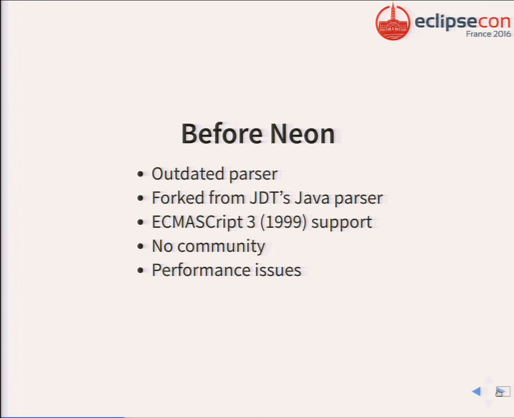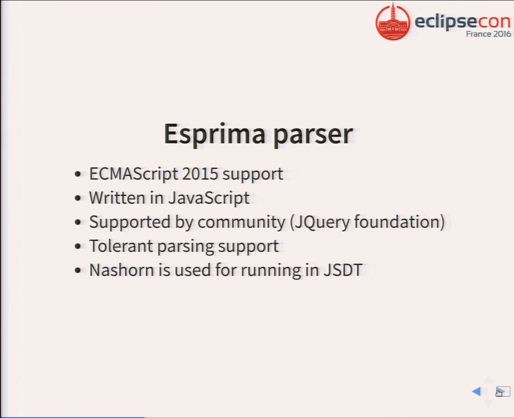It's worth mentioning that before Neon, the situation was a bit different, because there was an outdated parser, which was actually forked from the JDT parser many years ago. It had only ECMAScript 3 support, which was introduced in late 1999. It has no community, so the parser was mainly supported by JSDT committers. And it has performance issues. It was memory hungry.